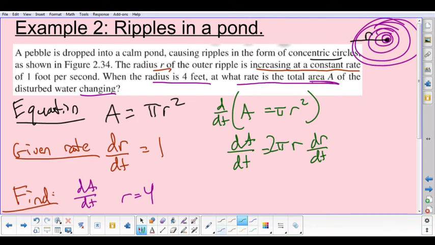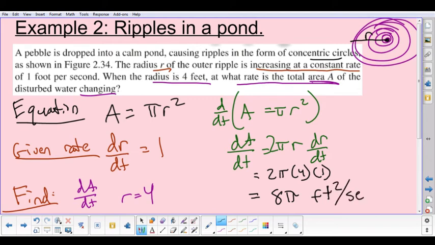For r, I'm going to plug in 4. So I get 2 pi times 4, and for dr/dt, I plug in 1. Then your dA/dt is going to be 2 times 4, which is 8 pi. And don't forget units. This is area and feet per second, so it'll be feet squared per second. And that's your answer. So you write out this information, and it'll be much easier to solve.